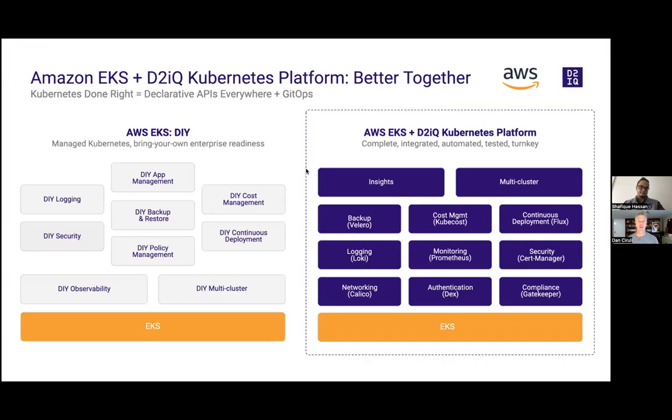And you still need to put a lot of pieces in place on top of it to take that managed Kubernetes into a complete, integrated, automated platform. And now is when you get to talk about why D2iQ and something like AWS EKS are better together.